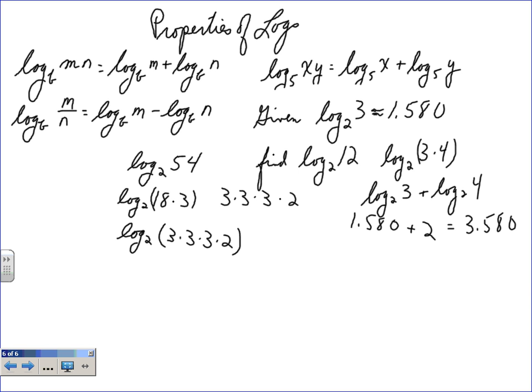I know what log base 2 of 3 is. And I know what log base 2 of 2 is. What is log base 2 of 2? 1. Yeah. So, log base 2 of 3 plus log base 2 of 3 plus log base 2 of 3 plus log base 2 of 2. Okay? So you have 1.580 plus 1.580 plus 1.580 plus 1. Okay?